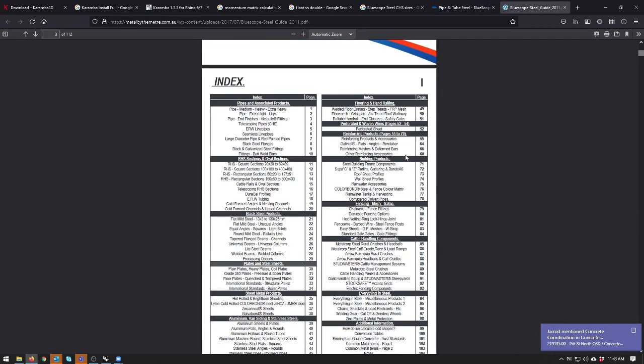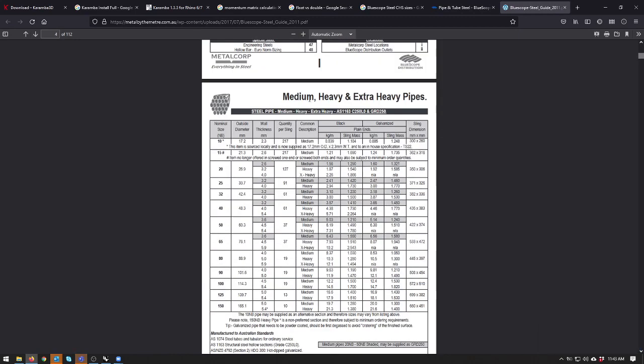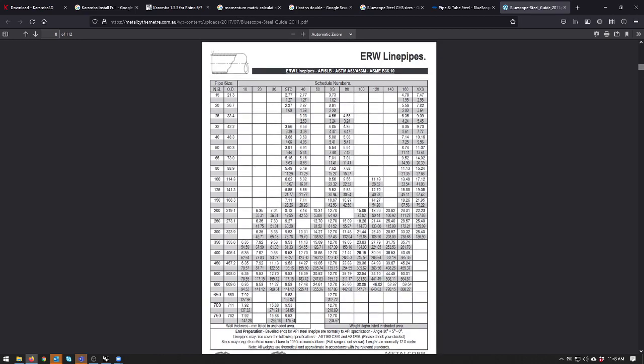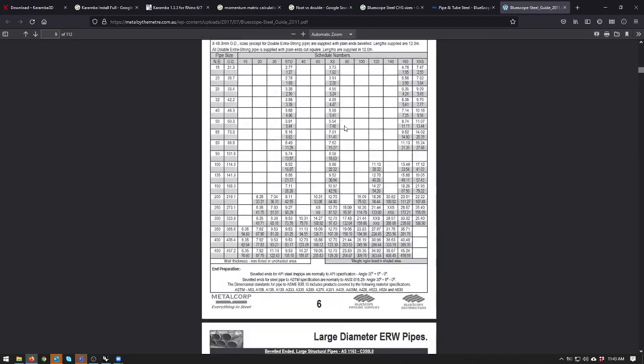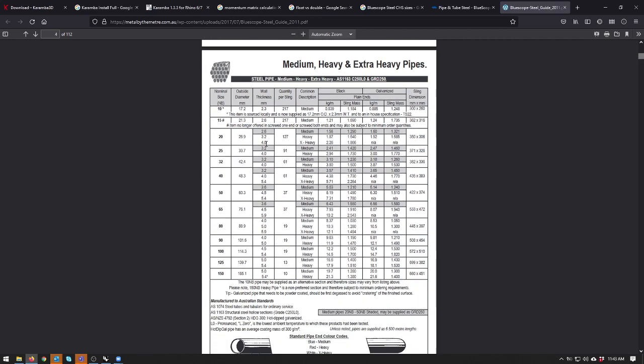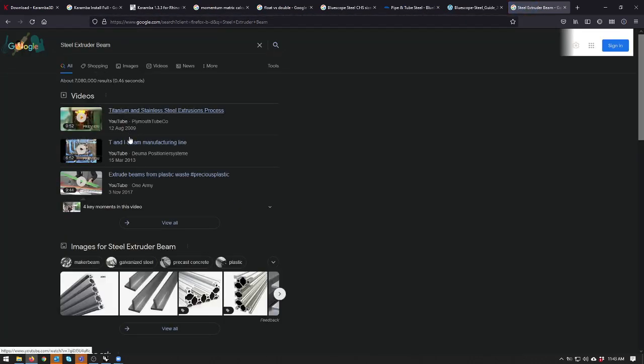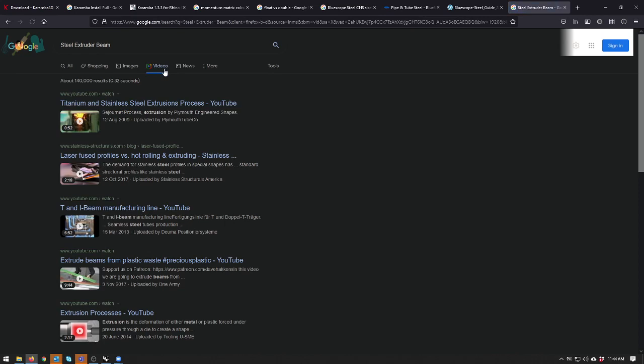If we go through here, this PDF, medium, heavy and extra heavy pipes, I'm going to assume pipe is referring to CHS. Here it's telling us you can see the outside diameter in millimeters, and you can see the only wall thicknesses available for that particular diameter. Because these are hot formed steel members, there is a device that extrudes them, and it is an incredibly hot and expensive process if you want to change how that works.